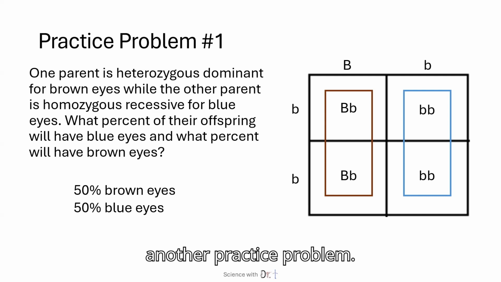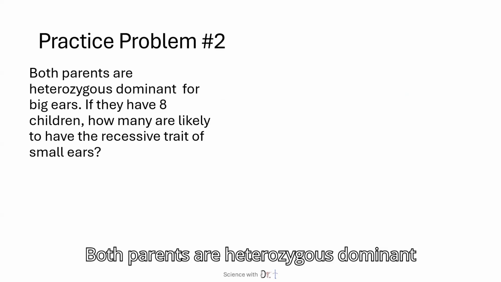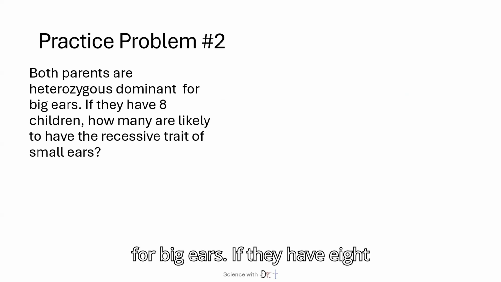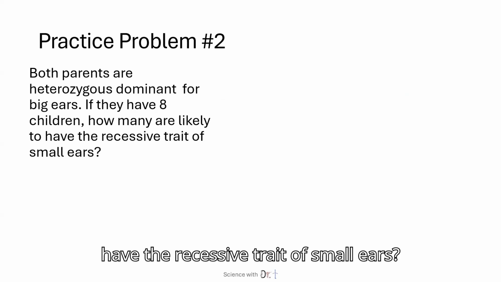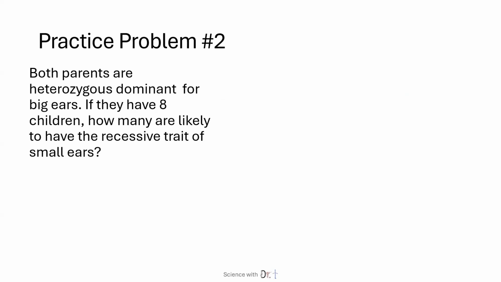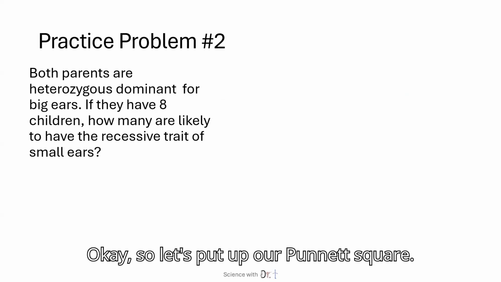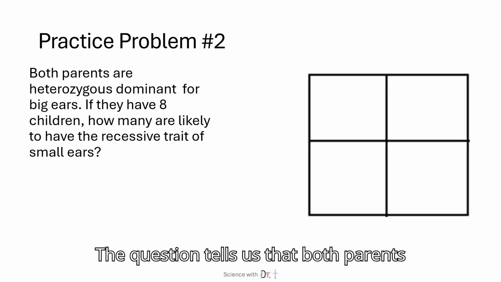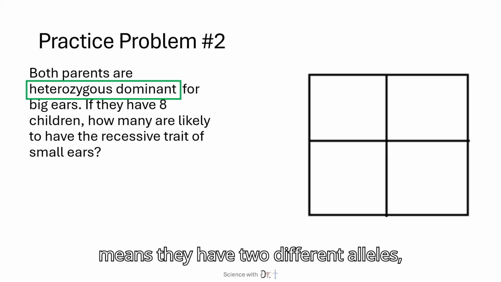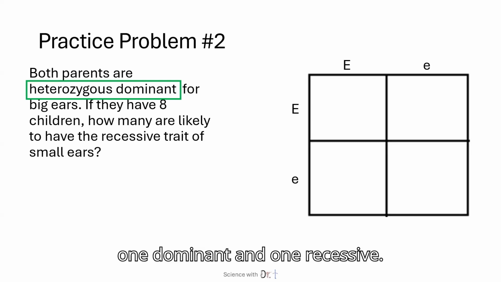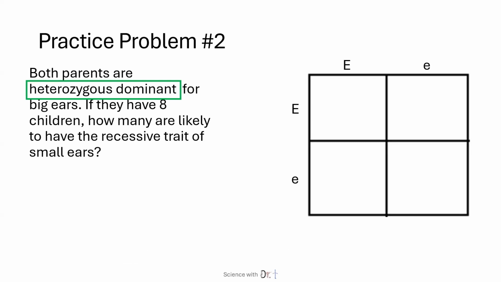Let's try another practice problem. Both parents are heterozygous dominant for big ears. If they have 8 children, how many are likely to have the recessive trait of small ears? Okay, so let's put up our Punnett square. The question tells us that both parents are heterozygous dominant. So that means they have 2 different alleles, one dominant and one recessive.